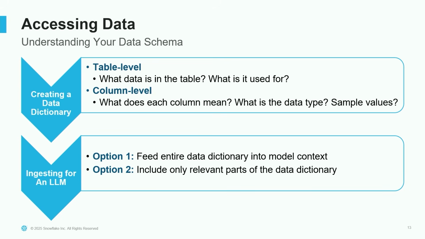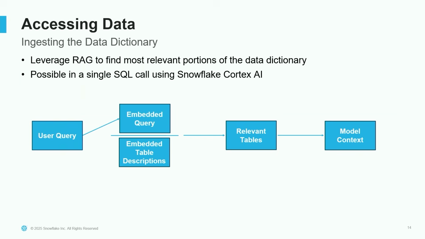Which is like, okay, I have my data dictionary, but maybe I have 5,000 tables in there. I don't want to feed all 5,000 tables into my model context in one go. It's not going to work. It's going to be expensive. How can we fix that? Well, the good news is we have a solution for this exact problem, right? We can leverage RAG to effectively get the relevant tables in our data dictionary. And you can actually do this using a single SQL statement using Cortex AI.